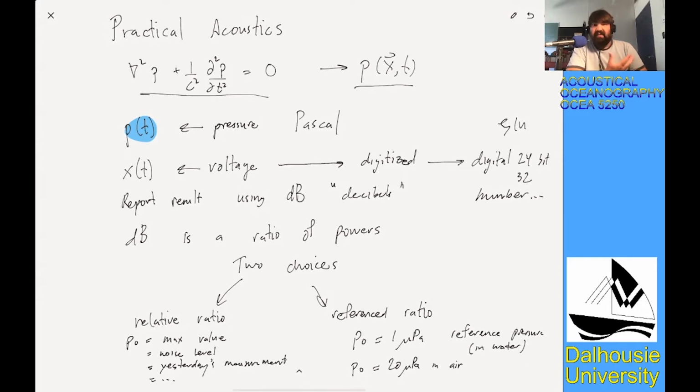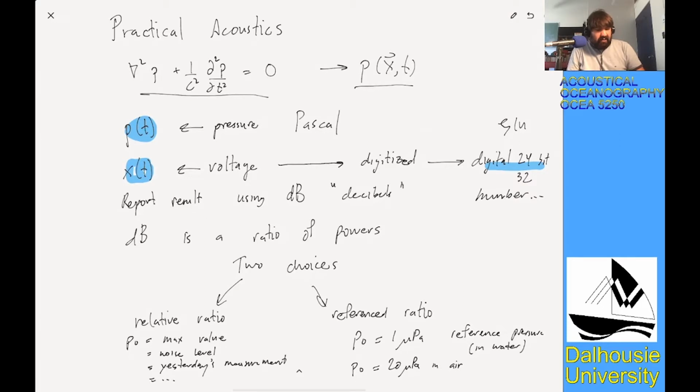Now, even more practically, you're not really actually measuring pressure, you're actually just measuring voltage or a digital number from your hydrophone. So your hydrophone is plugged into something that converts the analog signal, right, the vibrations in voltage, to a digital number. The digital number gets written to a wave file or some sort of file.